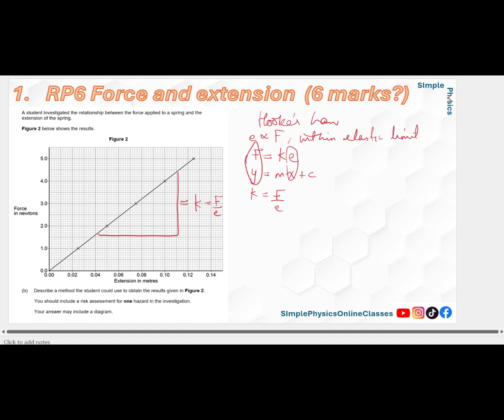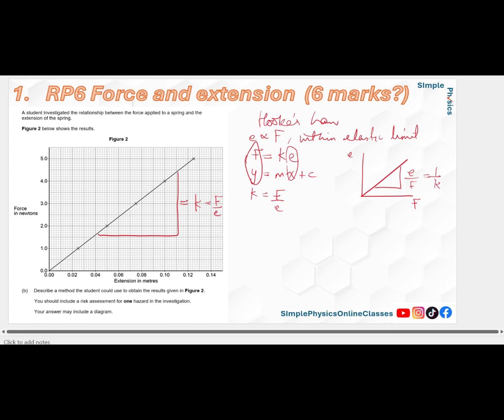What could they do to catch you out? What if they gave you an extension-force graph? It still obeys Hooke's law. How do you know it obeys Hooke's law? It goes through the origin and is a straight line. This time, what's the gradient equal to? That's equal to e over F. Well, if F over e is k, then e over F is 1 over k. So just be mindful of that.